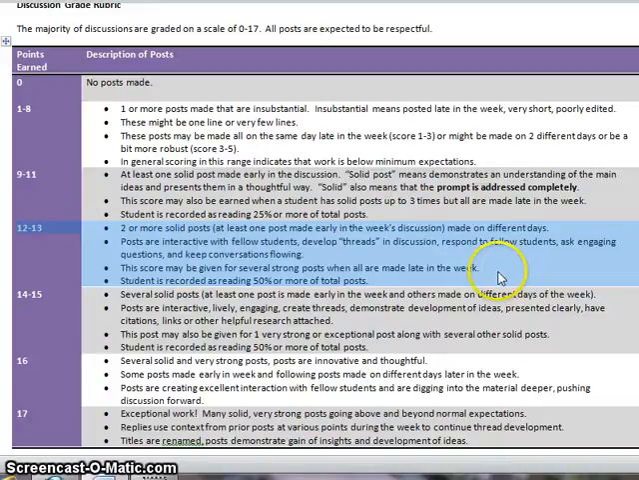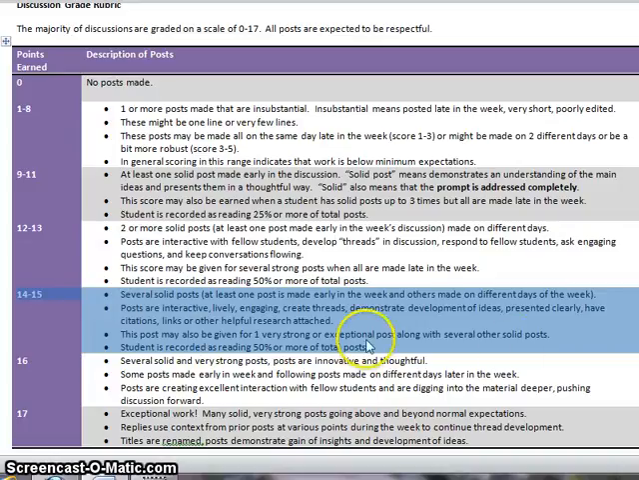This score can be given for several strong posts when they're all made late in the week, but again, I'm looking for that engagement. The student is recorded as reading 50% or more of all total posts.